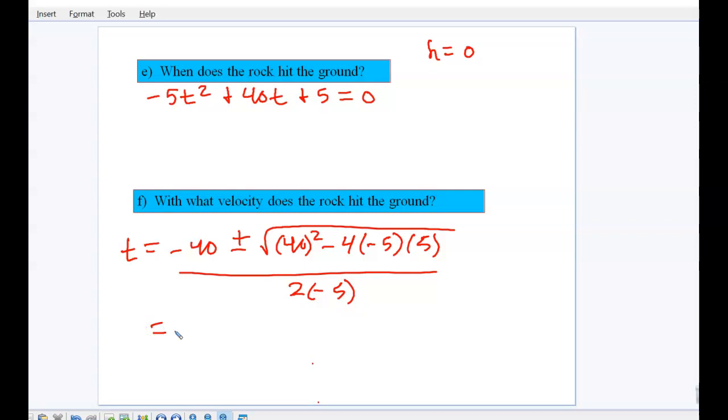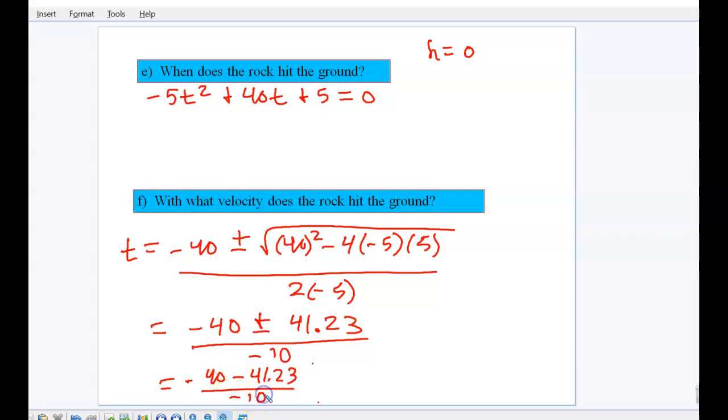So if I work out what's under the root sign, I get 40 squared. This ends up being plus 100. And if I square root that, I get 41.23. And this is going to be divided by negative 10. So I end up with negative 40 minus 41.23 over negative 10, or negative 40 plus 41.23 over negative 10. This will give me a negative time, and I can't have that one.